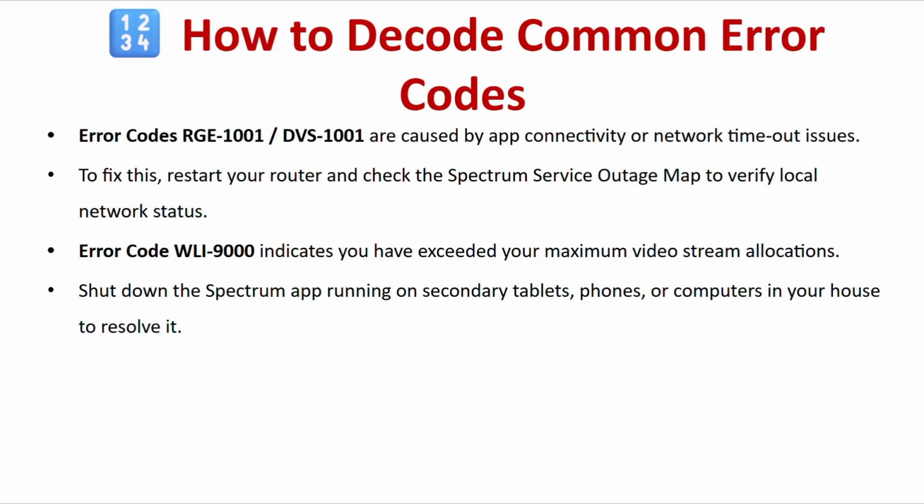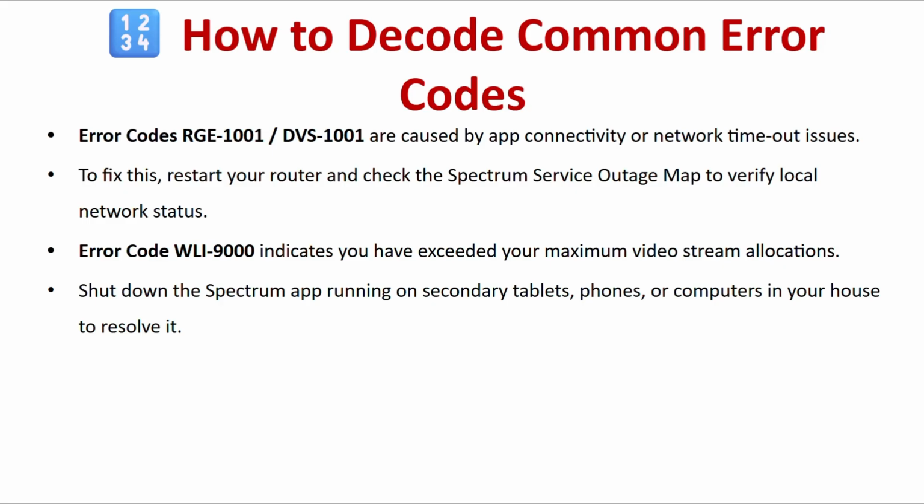Now, how to decode common error codes. Error code RGE1001 or DVS1001 is caused by app connectivity or network timeout issues. To fix this, restart your router and check the Spectrum service outage map to verify local network status.